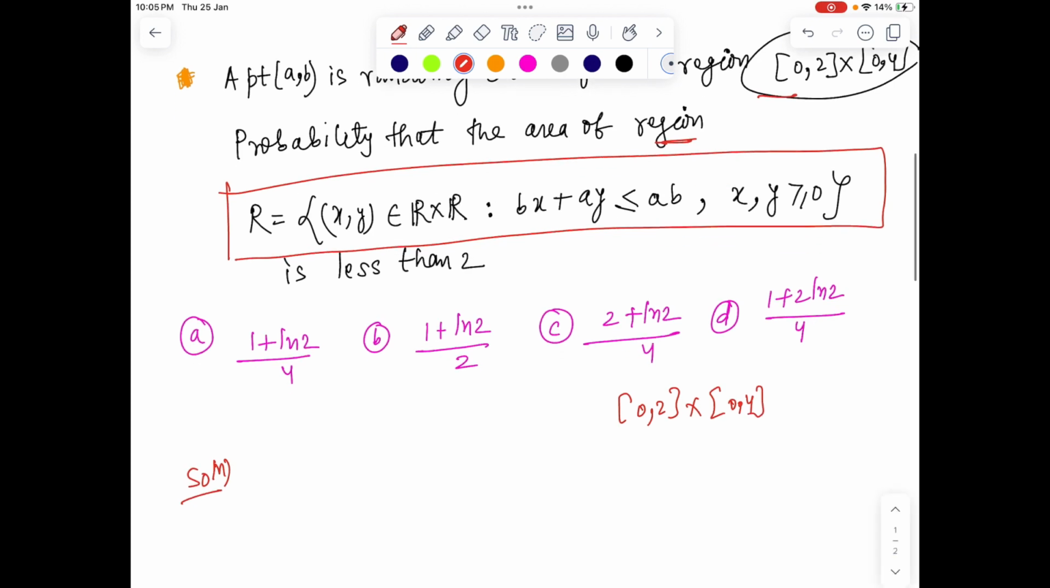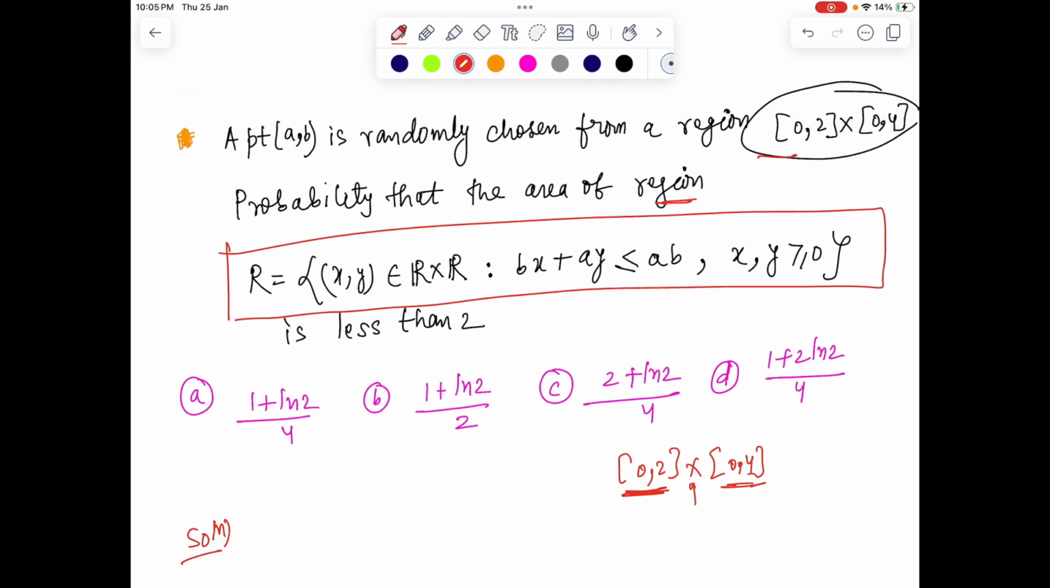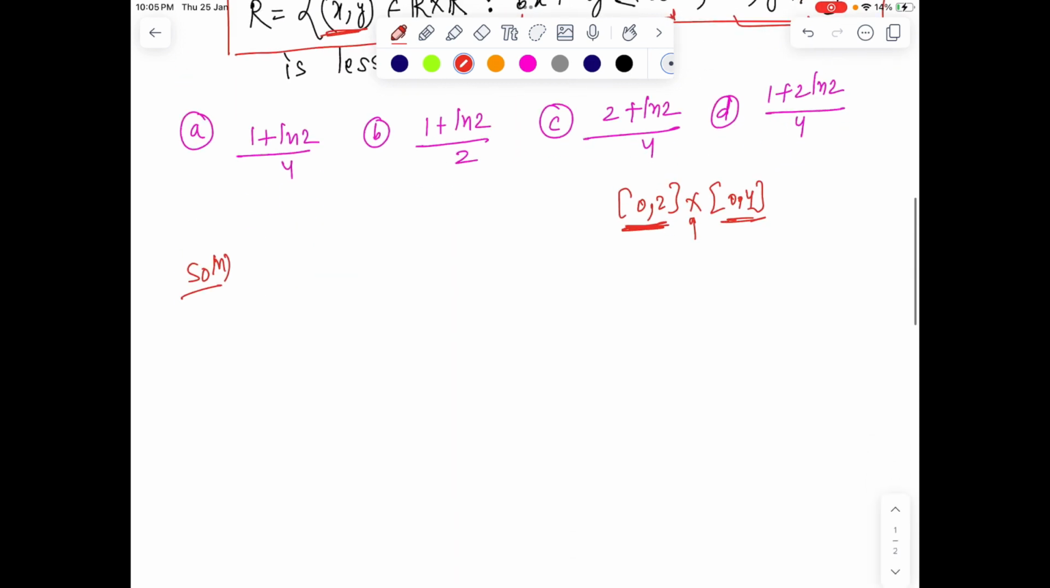As we know, cross represents a Cartesian product of these two sets containing [0, 2] and [0, 4]. Now the region R is composed of all those points (x, y), where x and y belong to real numbers, such that this linear inequality, under this boundary condition, is less than 2. Before we go further, we'll plot this region. This is basically a rectangular region.